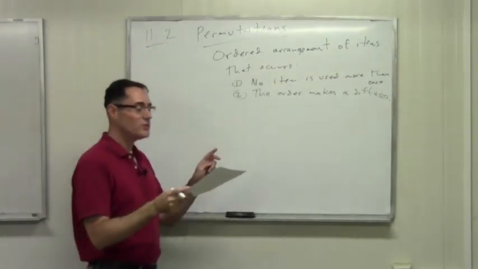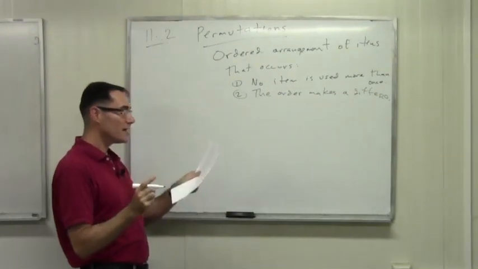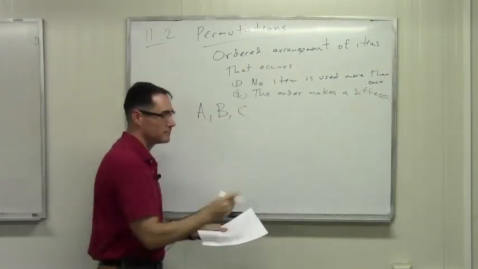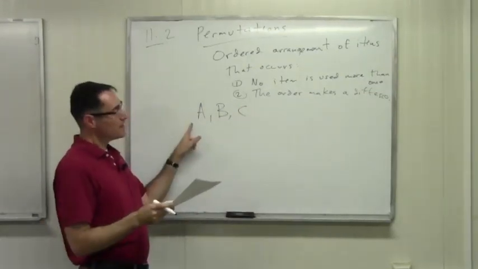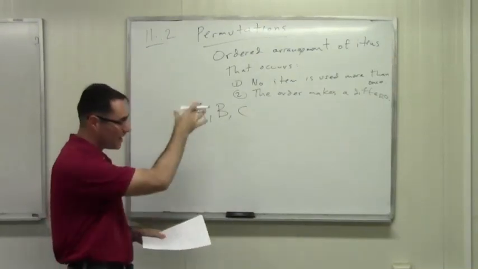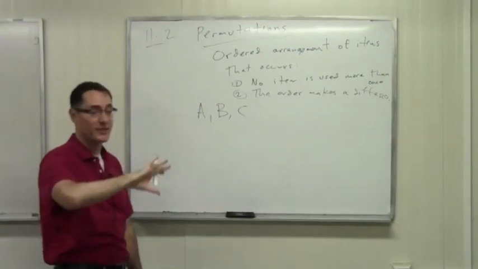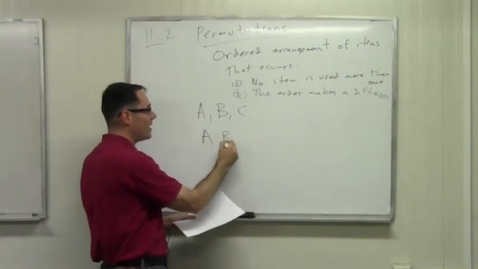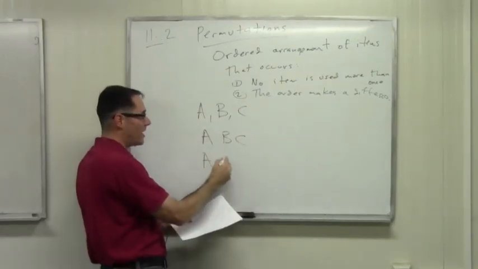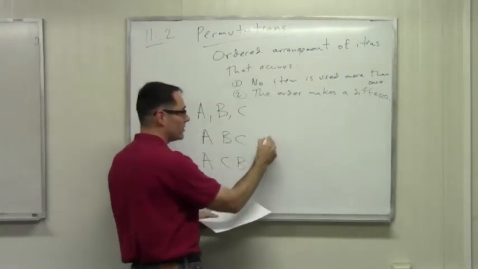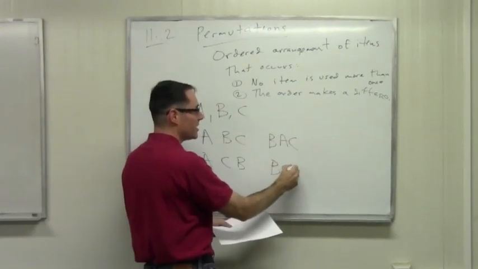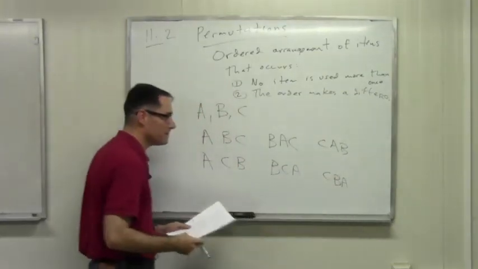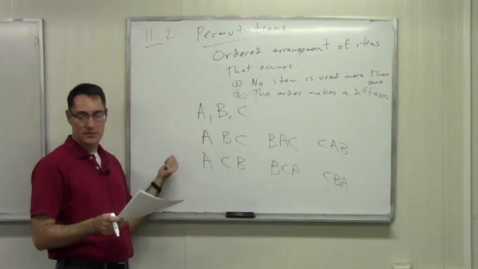Okay, let's do an example with letters. Let's say there are three letters, A, B, and C. Let's order these. I have to be careful using the word combination, that's something different. Let's make a permutation of these letters. We can do A, B, C. We could do A, C, B. We can do B, A, C. We could also do B, C, A. Or we could do C, A, B, and then C, B, A. Are those all the different arrangements?